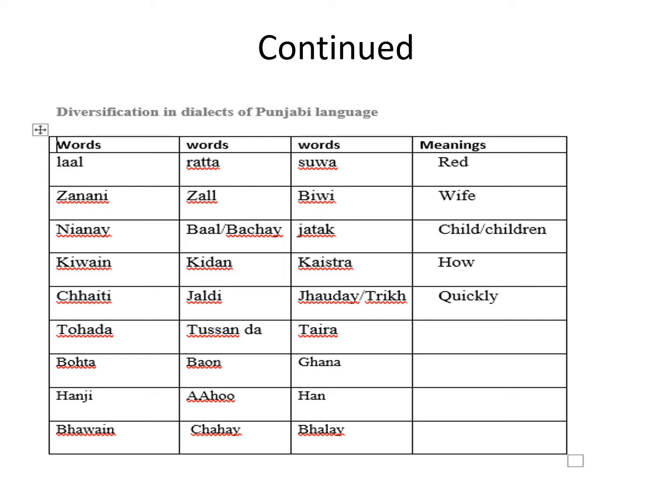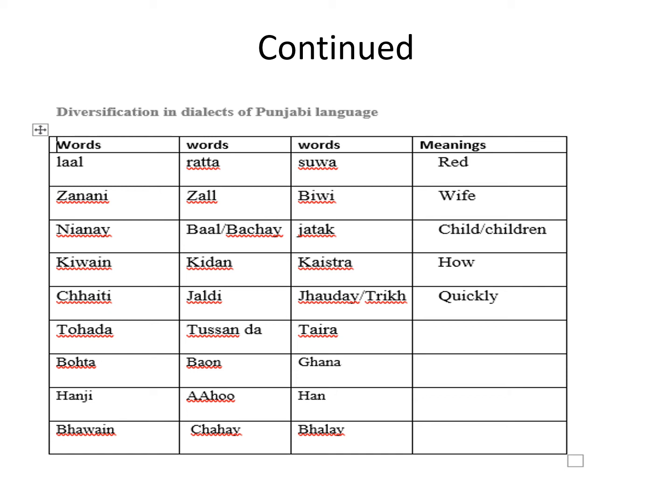The first word here, lal, L-A-L, lal, or ratta, or sua, sua lal, or sua lal ratta. These are the words spoken by Punjabi speakers in most cases, and it means red color. The next word is zanani, or this is also zal, or bibi, wife. The next word is nyane, bacche, bal bacche, or jatak, child or children.